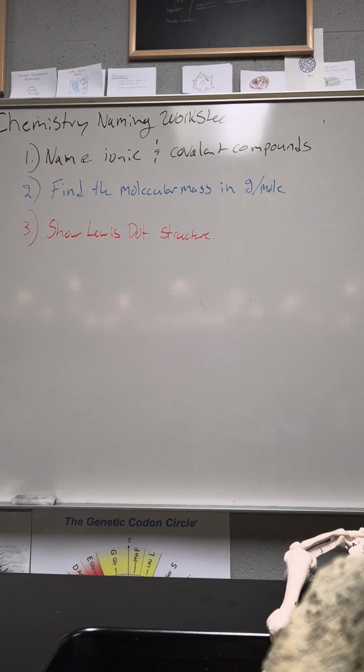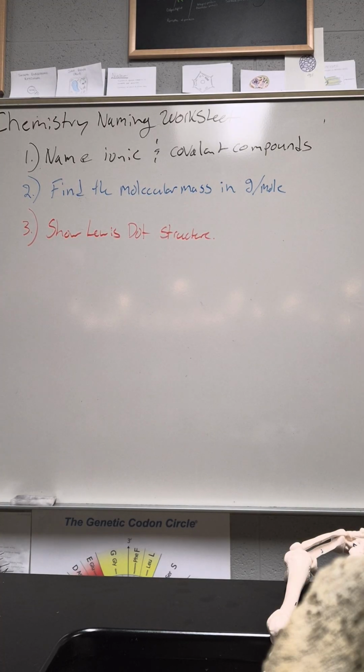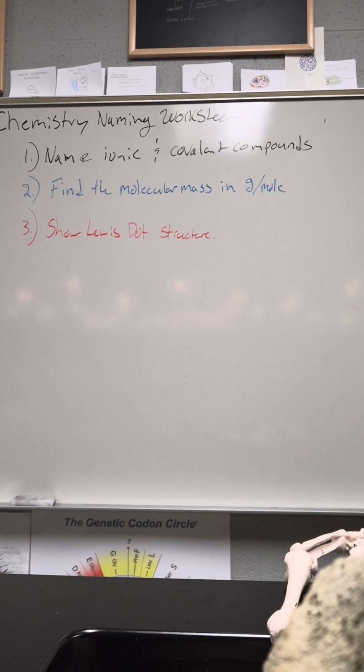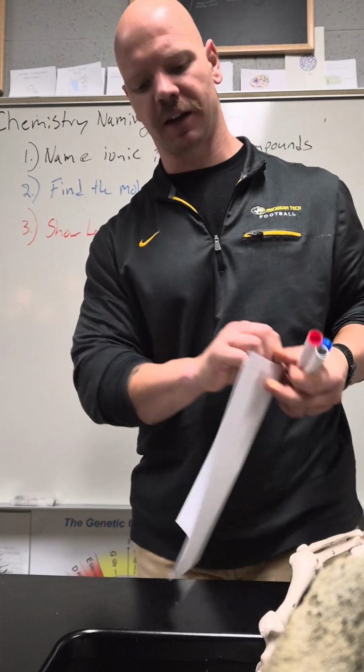All right, so what we're going through today is we're going to work on the worksheet that I gave you guys, which is going to have the names of the ionic and covalent compounds on it. I'll show that to the video. It's right here. All right, so take a look at this. You're naming ionic and covalent compounds.